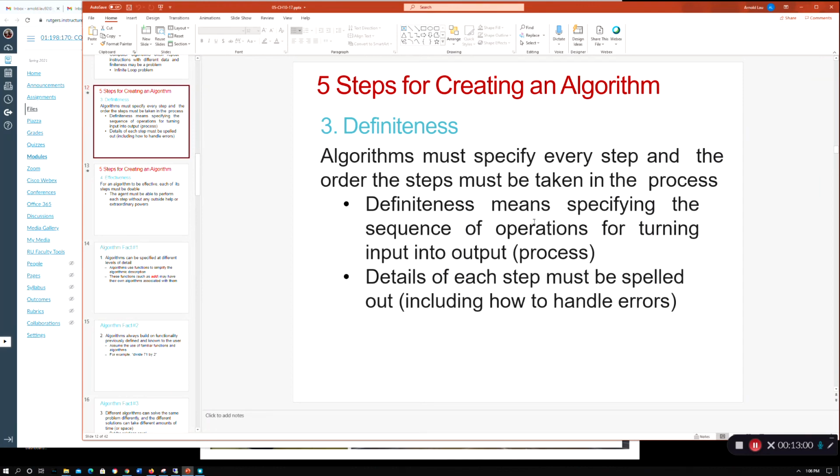And just like the last slide we just talked about, computing the average, right? There's no haziness about it. It's very clear and definite. Okay, so that's what they kind of mean when they say definiteness. I don't even know if that's a real word, but that's what it means. Okay, definiteness.